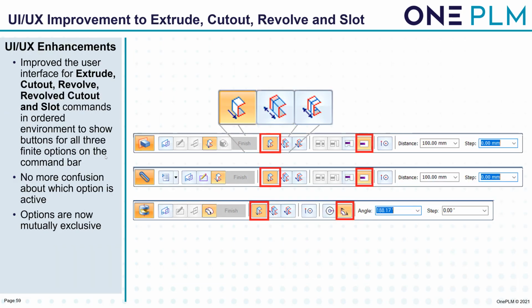User enhancements for extrude, cutout, revolve, and slot in the ordered environment, and obviously slot for other options. Now we've got that first option with that single, where previously we've had to choose first direction, second direction, or symmetric, or we've had to turn both off, and that quite often confused users. So now we've got a single extrusion option. We just click on the first option, and that will take us back to there. They're now mutually exclusive, so there will always be one highlighted. There will be no unticked option on those.